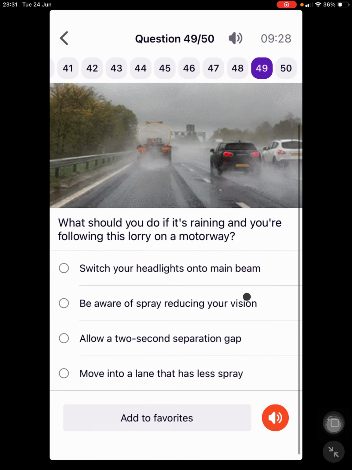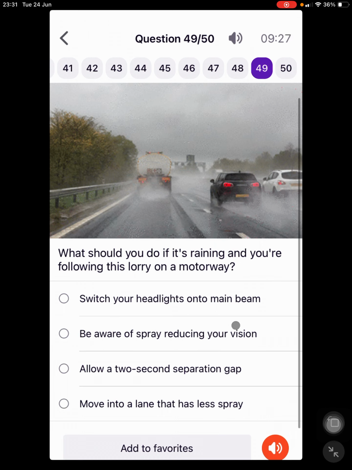What should you do if it's raining and you're following this lorry on a motorway? Switch your headlights onto main beam. Be aware of spray reducing your vision. Allow a 2-second separation gap. Move into a lane that has less spray.